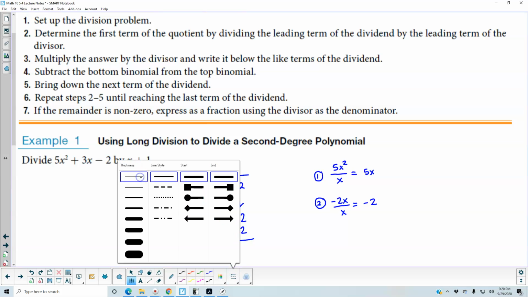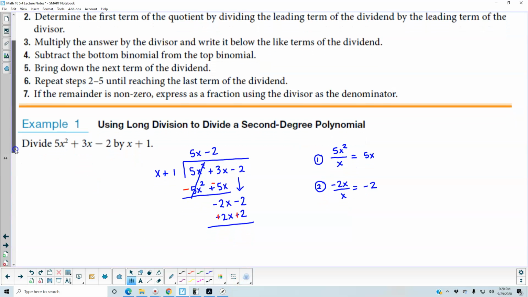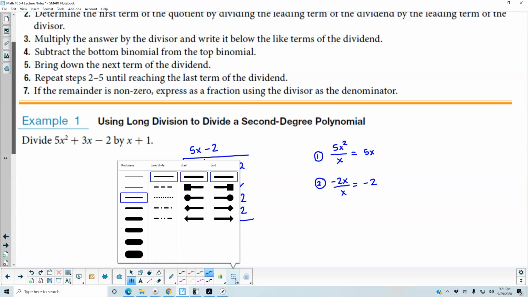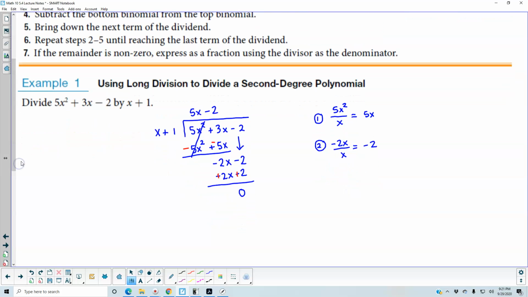And then again, we want to change the sign. So it's going to become a plus here, and that one's going to become a plus. When we add, what do we get? We get a remainder of 0. If you recall from our previous example, the quotient plus the remainder over the divisor is our answer. The quotient is 5x minus 2 plus the remainder, which is 0 over x plus 1, which is basically just equal to 5x minus 2.